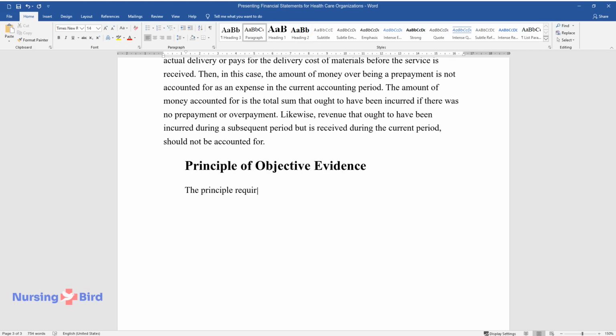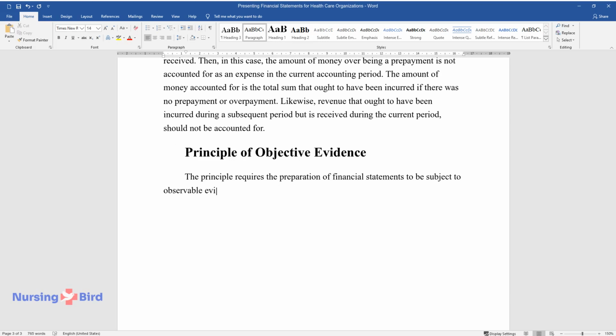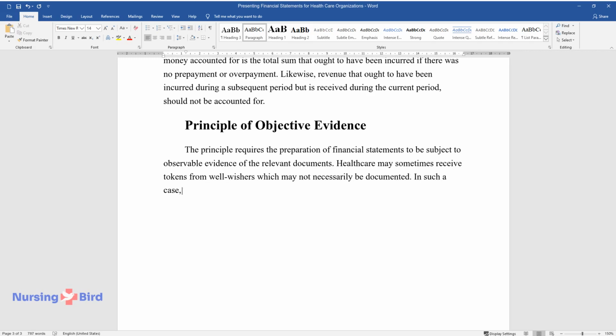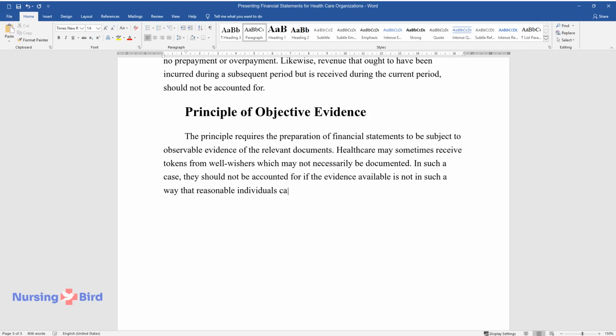Principle of objective evidence. The principle requires the preparation of financial statements to be subject to observable evidence of the relevant documents. Healthcare centers may sometimes receive tokens from well-wishers which may not necessarily be documented. In such a case, they should not be accounted for if the evidence available is not in such a way that reasonable individuals can agree with them within relatively narrow bounds.